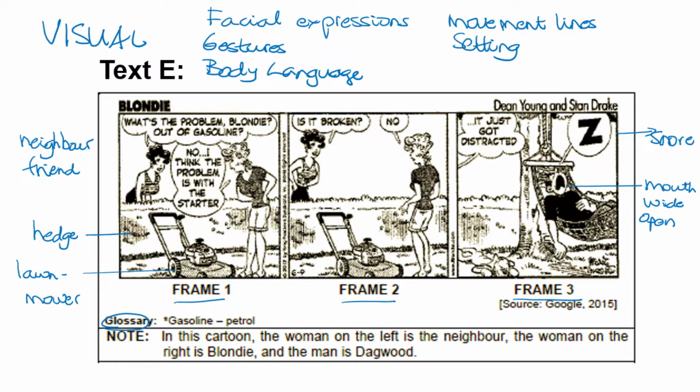And then you see at the bottom it says, note in this cartoon, the woman on the left is the neighbor, and the woman on the right is Blondie, and the man is Dagwood. So you get an explanation, which is not what you find if you read a cartoon from the newspaper, for example. But I would like it to say Dagwood is Blondie's husband. I really think that we could have added that in. Okay, so now we have the information there, and I've been able to identify the humor in the third frame.